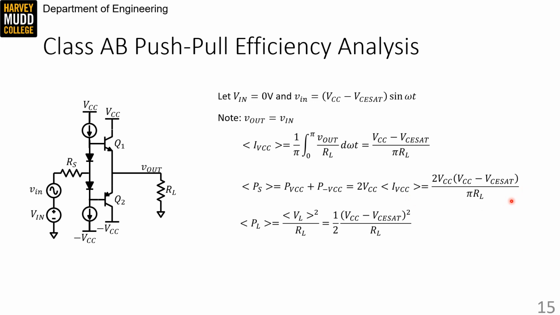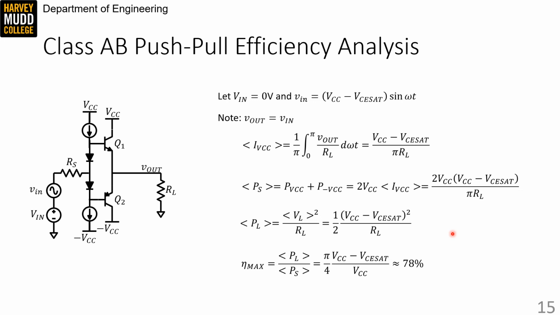Finding the power in the load is a little bit easier because our load's a resistor, so it's just going to be Vout squared over RL. And Vout squared has a sine squared in it, so time averaging that turns into a factor of 1/2. Finally, we find the efficiency by taking the ratio of the average load power to the average source power. This comes out to pi over 4 times VCC minus VCE sat all over VCC. If VCE sat is small, this result is about 78%, which is more than 3 times better than our Class A amplifier.